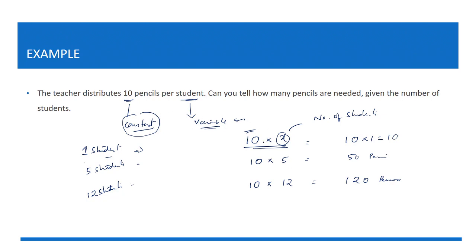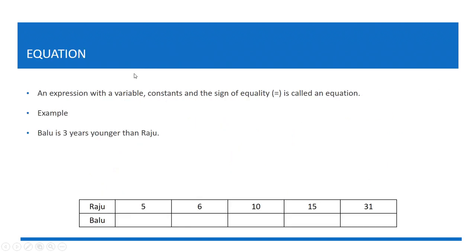So now you know what exactly a variable is. A variable changes according to the equation. A constant remains the same throughout the equation. Based on this, we can easily find out the unknown quantities. So let us check an expression with a variable, a constant and the sign of equality, which is called an equation. An expression with a variable, constants and the sign of equality is called an equation.